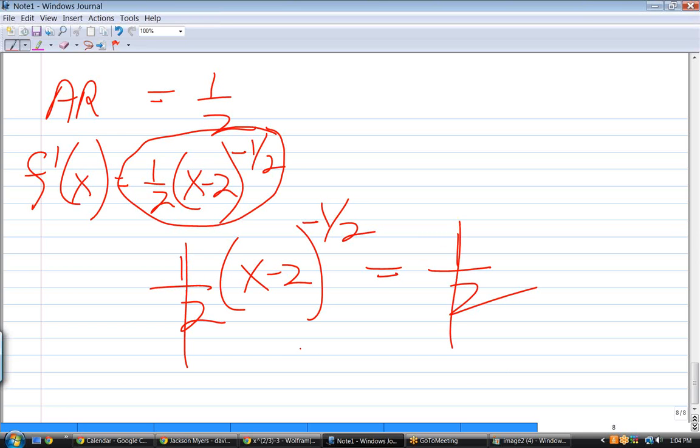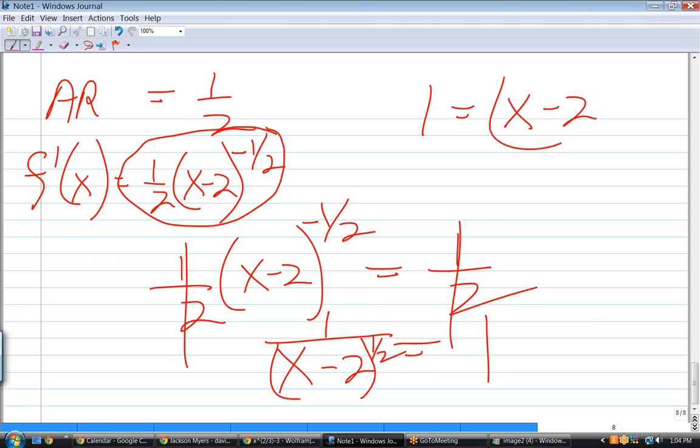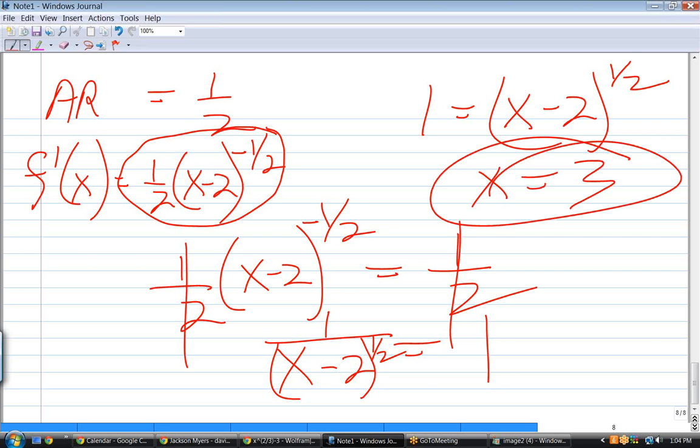Well, that's equal to 1. Oops, excuse me. So now I get 1 equals x minus 2 to the 1/2. X has to be 3. Or C has to be 3, excuse me. Because you're looking for a point in that interval where the first derivative, in other words, if I plug in x for 3 into the first derivative, I get a slope of 1/2. And that's what I'm looking for.